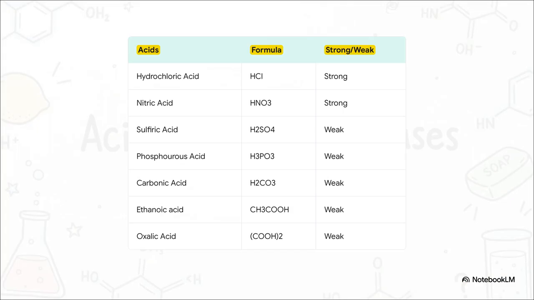Okay, so take a look at this list. You see some real heavy hitters here, like hydrochloric acid. And notice it's labeled strong. But then you see a whole bunch of others, like carbonic acid. That's the stuff in your soda. And they're all labeled weak. So what's that all about? That one little word, strong versus weak, is actually the key to this whole thing.